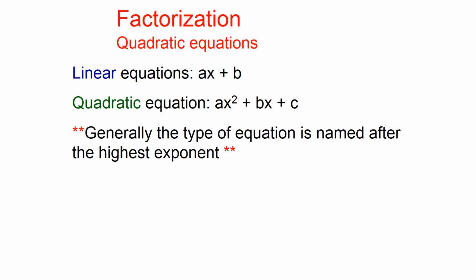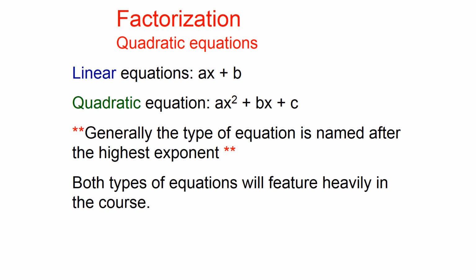So there's a cubic equation, which is an equation that's got an x cubed plus x squared plus x to the 1, and you can think of this as x to the 0. Okay, so they're generally named after the highest exponent, and there are lots of them. So actually, what I'm going to do now is just come out.